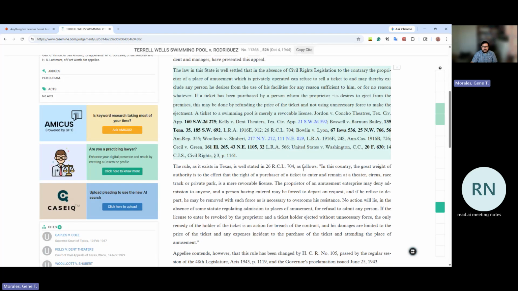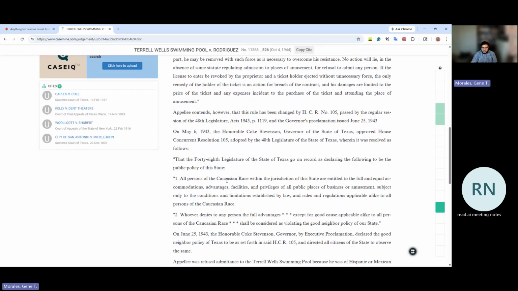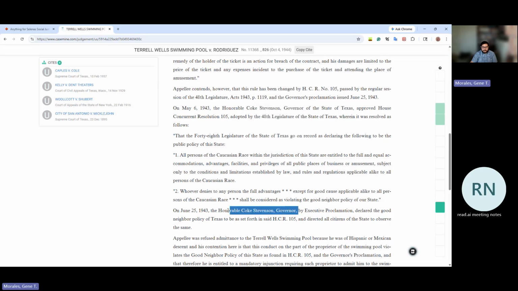When we look into this court case, we really have to go into the Good Neighbor policy and the Caucasian race resolution, because they really quote it in the actual court case. The court case tells them that the Caucasian race resolution is an executive proclamation by the governor, and it's really not connected to this foreign policy that you were talking about. The foreign policy is the Good Neighbor policy.